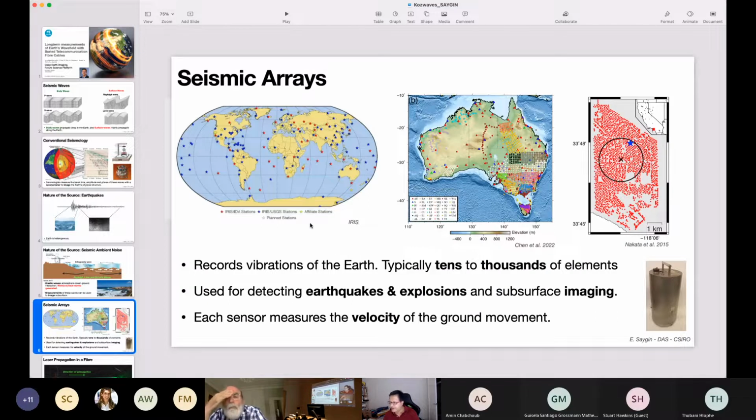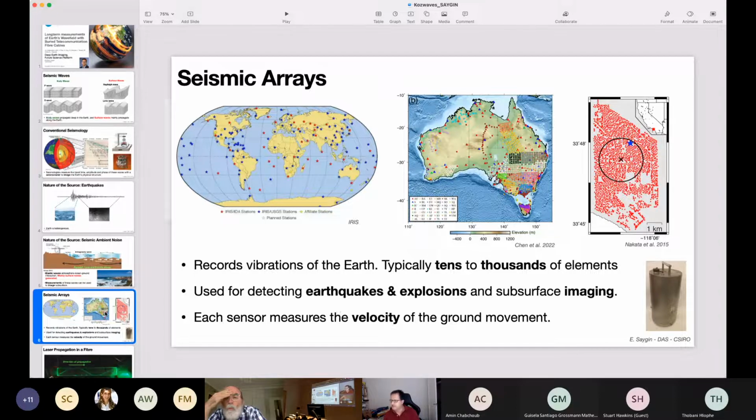We normally deploy seismic arrays. This is a conventional seismic sensor, which I won't be talking about today, but normally in a seismic array, you will have hundreds or even thousands of them. These are different examples from the global coverage, Australia, where those triangles are showing the coverage, and also a much denser one from the USA. These instruments tend to be quite expensive, costing from several thousands to tens of thousands of dollars. In general, they measure the velocity of the ground motion.